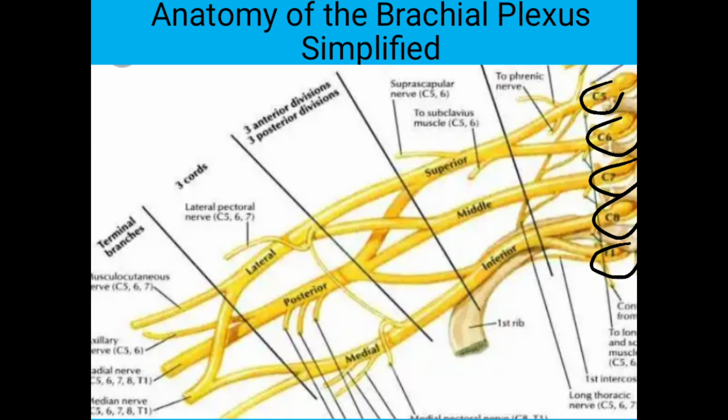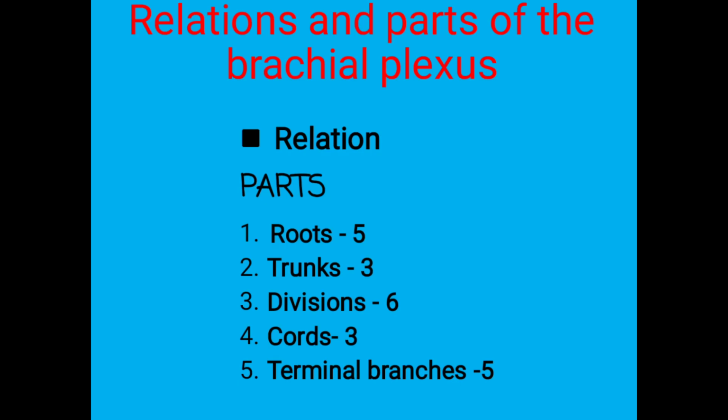They finally give rise to terminal branches, which are responsible for the motor and sensory innervation of the upper limb. They also give rise to pre-terminal branches that leave the plexus at different points along its length. As we continue, I want to look at the parts of the brachial plexus. The brachial plexus has 5 different parts.